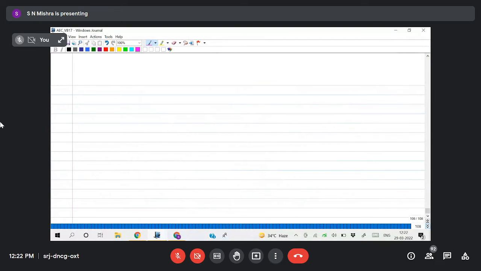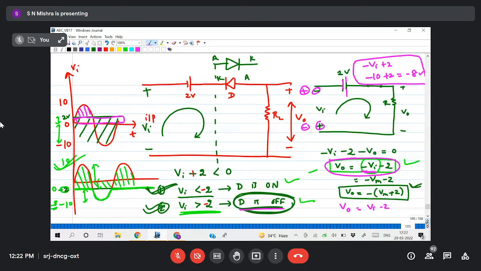Excuse me sir, the diode voltage, the 0.7 for silicon, should we not consider it? No, first I have considered an ideal diode. Now you can take a practical diode. If you take a silicon diode, then according to that you have to do it.